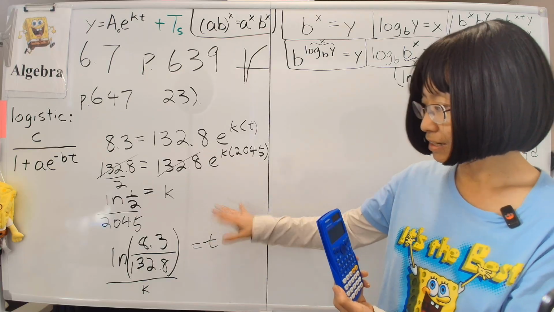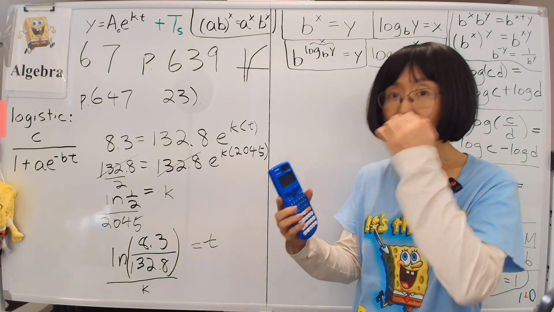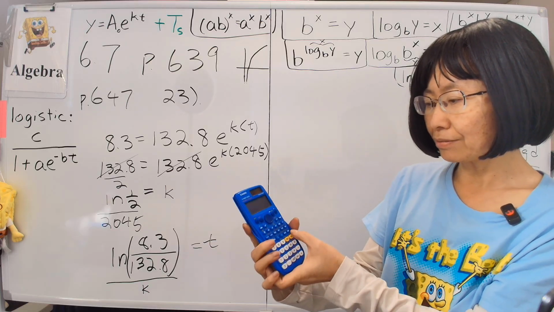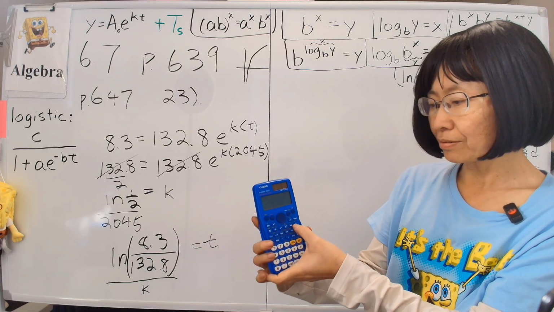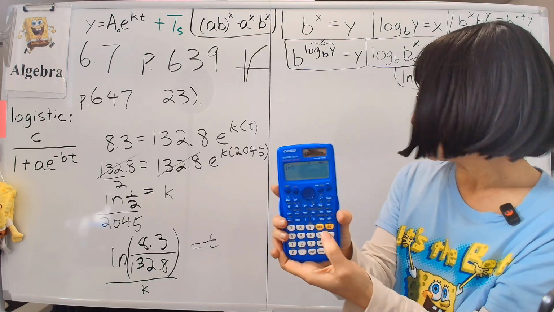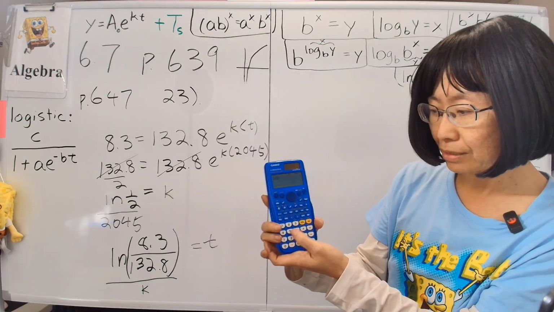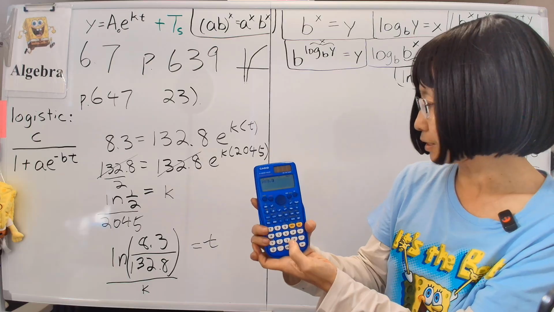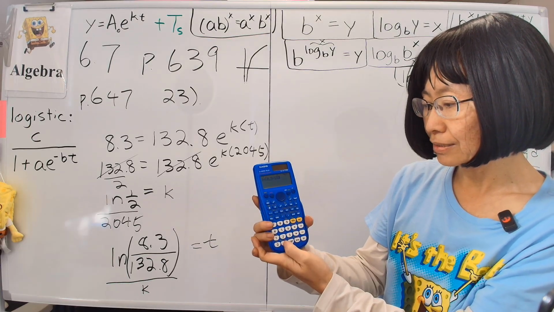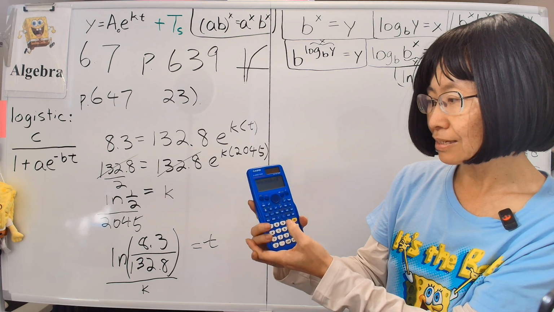That looks kind of complicated, but it's not. As long as you do it systematically, everything should come out. So we have natural log. Start with natural log of, it already has parentheses, 8.3 divided by 132.8, close parentheses. So far so good.